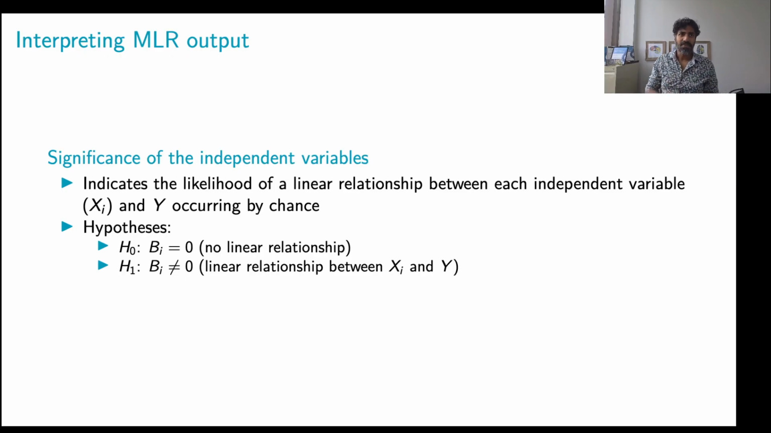What's the significance of independent variables? It indicates the likelihood of a linear relationship between your independent variable and y, your dependent variable. What's the likelihood that it occurs by chance? So the null hypothesis is that the slope is equal to 0, so there's no linear relationship. And then the alternative hypothesis is that there's some direction there, so a linear relationship between your independent variable xi and your dependent variable.